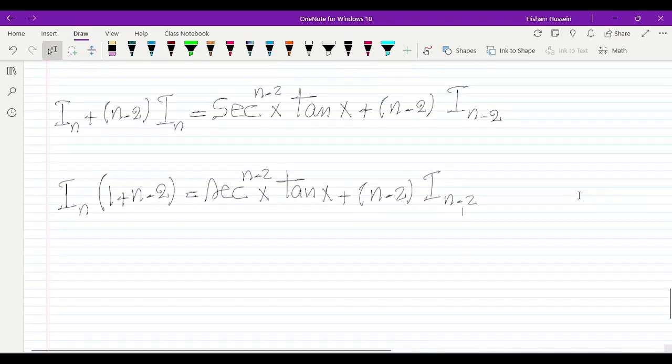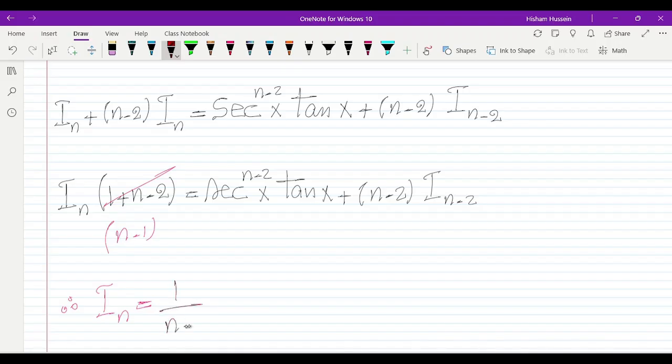Okay, so at the end, after simplifying this 1 plus (n-2), which is n-1, solving for I_n, dividing by n-1, it will be 1 divided by (n-1) times sec^(n-2) x tan x plus (n-2) divided by (n-1) times I_(n-2).